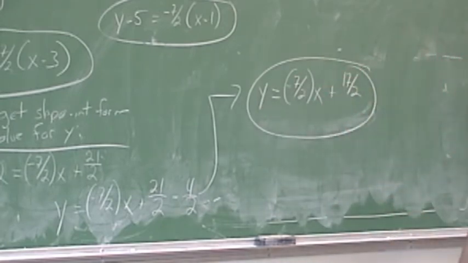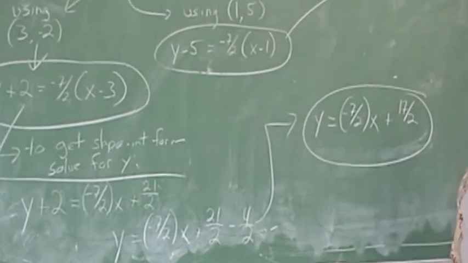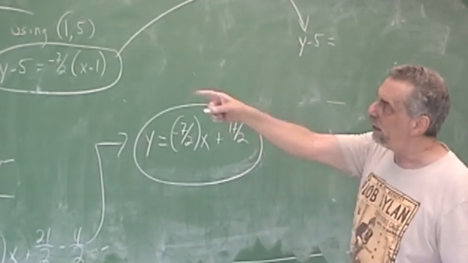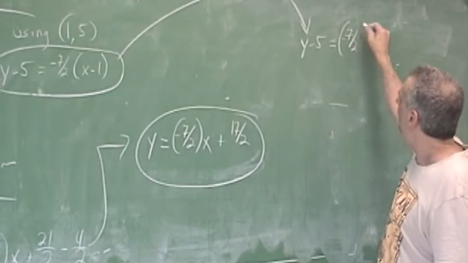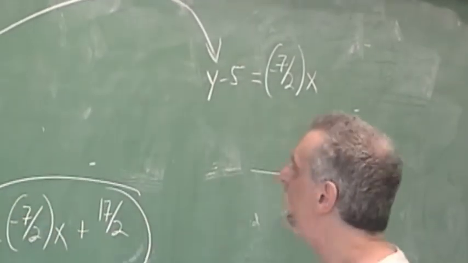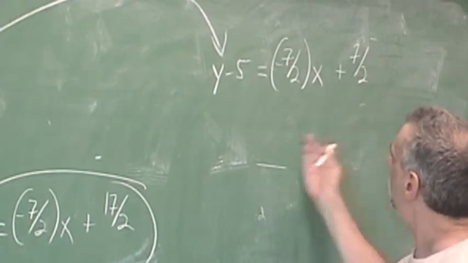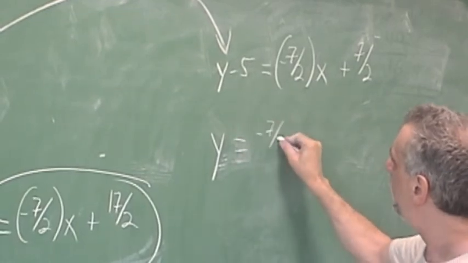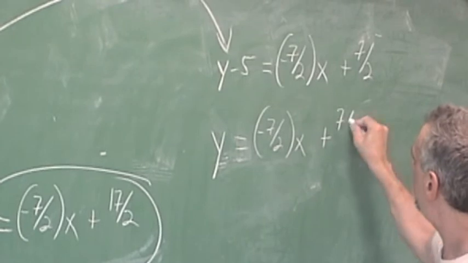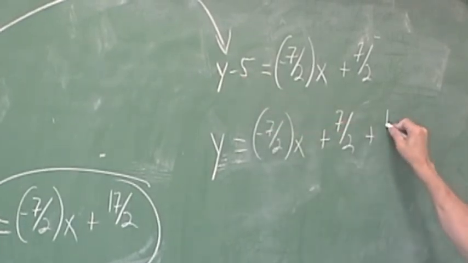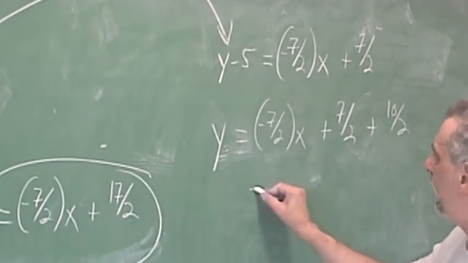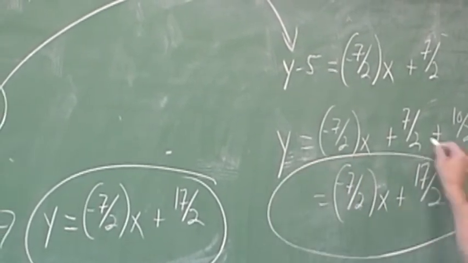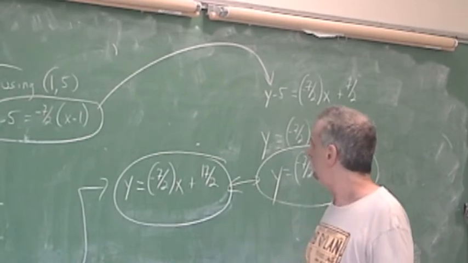And that's slope-intercept form. Now notice if we use this one, we should get the same thing if I did everything right. So once again, we'll distribute that -7/2. And negative times a negative gives us a positive. And then we're going to add 5 to both sides. So we get -7/2 x plus 7/2 plus 10/2, which we're going to see is going to add up to the same thing. So that means we did it right. All right, so that is slope-intercept form.